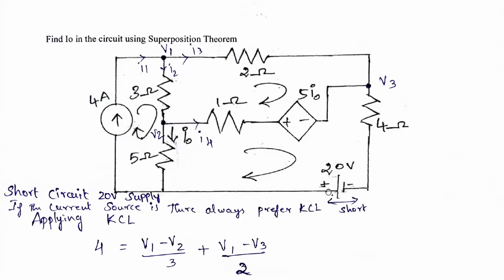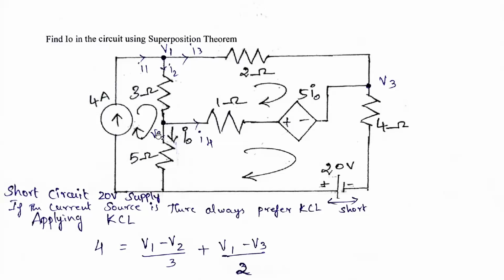Now we are taking just the 4 amps alone acting. We are short circuiting this 20 volts, and applying nodal analysis. Here we take node number 1 as V1, node number 2 as V2, and node number 3 as V3. As the 4 amps current flows in this direction, we take this I1. At this node the current divides, so we take this current as I2 and this current as I3. And here the current direction given is I naught.